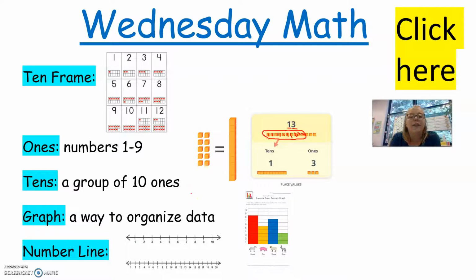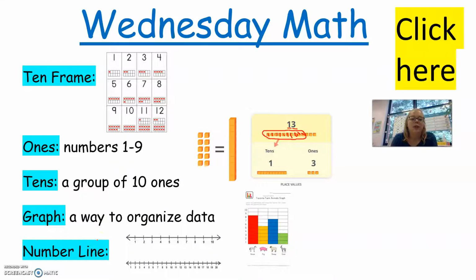Remember, a graph is a way to organize data. So on this graph, I can see students' favorite farm animals. So the amount of students that picked horse was 8. The amount of people that voted for pig was 5. The amount of people that voted for sheep was 7. And the amount of people that voted for goat was 3.